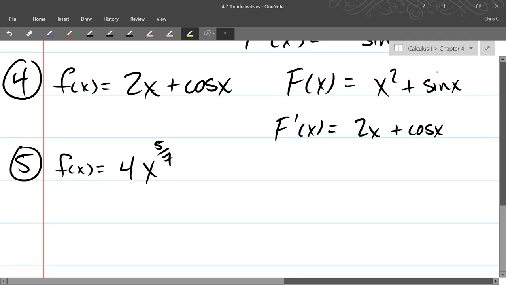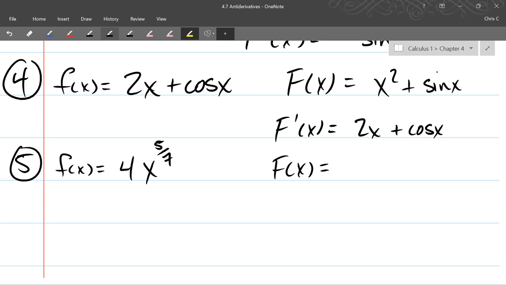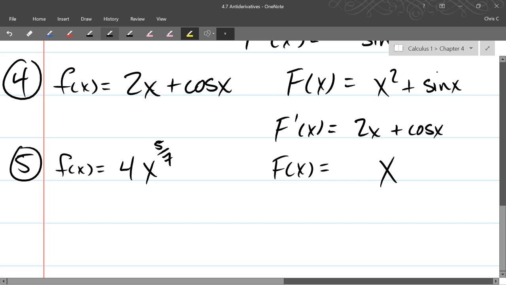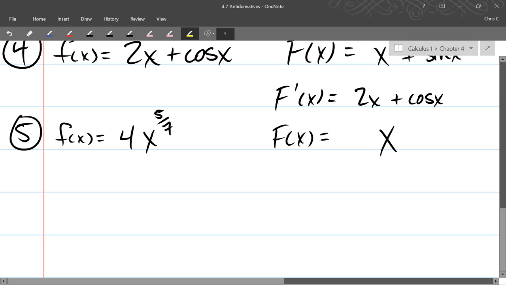All right, 4x to the 5/7 power. Take a guess. You'll probably get the coefficient wrong, but hopefully you'll get the power right. So don't worry about the coefficient. Just guess at what power you should use. And then take the derivative. I'll give you a hint. It's some amount of sevenths.